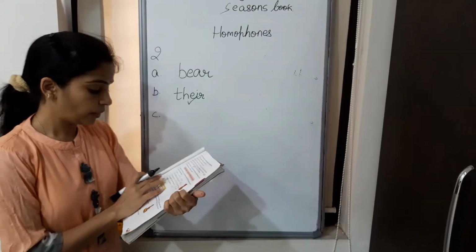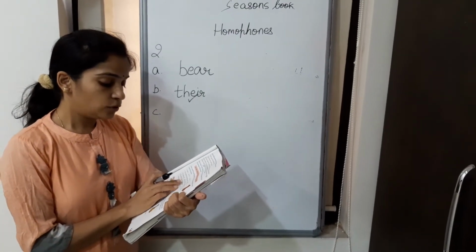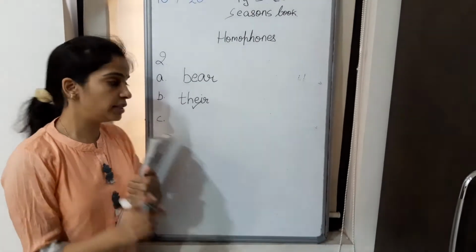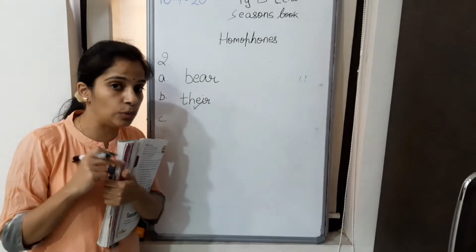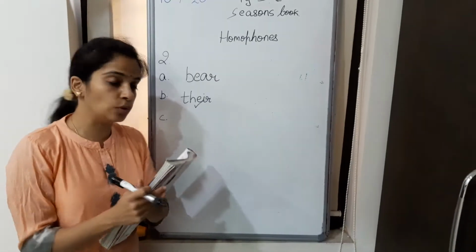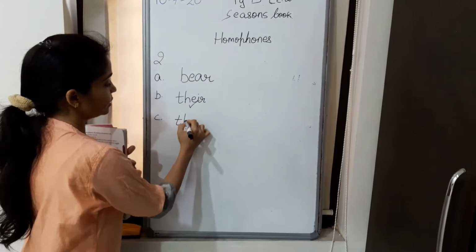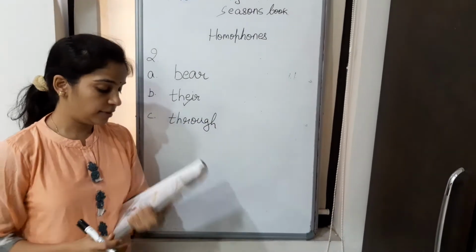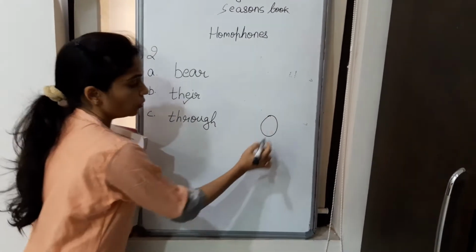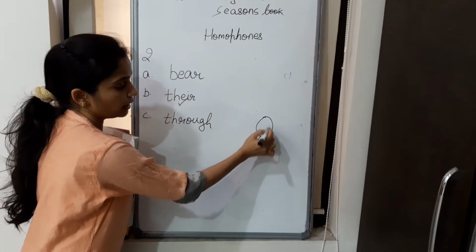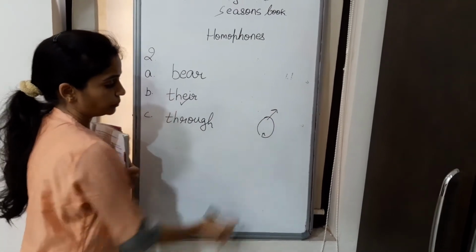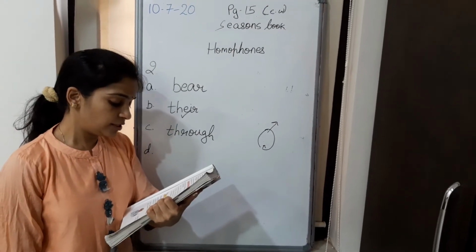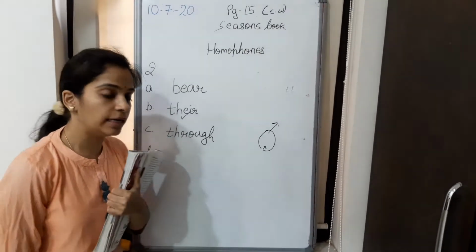Next. The puppy ran through a hole in the fence and got away. Two options they are giving, the first is through and the next is threw. So the answer will be T-H-R-O-U-G-H, through. Through means, suppose this is a hole, so the puppy went from here and came out. So through.